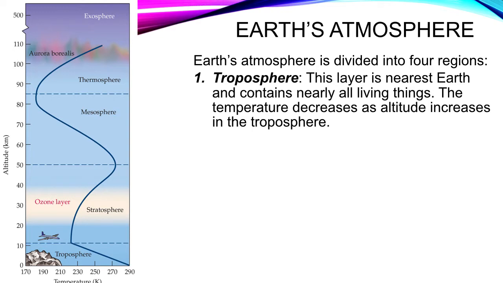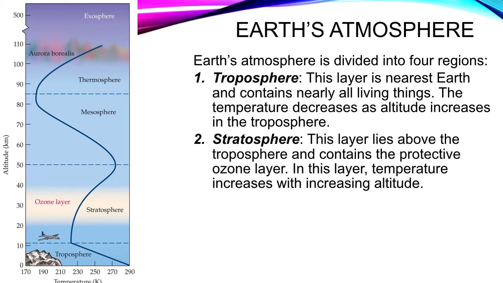And a couple of important things about the troposphere include the fact that as you go up in elevation, so as you go up in the troposphere, the temperature decreases. The troposphere is also one of the main layers that's affected by air pollution, which we'll be talking a lot about as we go. The next layer of the atmosphere that we're going to be talking about is the stratosphere.